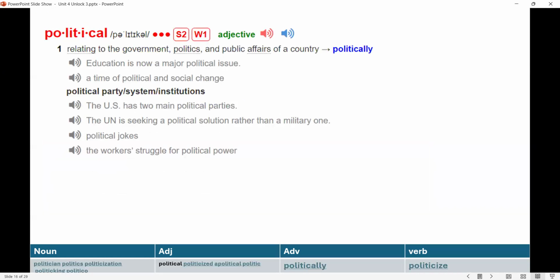Political. Political means relating to the government, politics, and public affairs of a country. You can talk about political party, political system, political institutions. Examples, education is now a major political issue. A time of political and social change, political jokes.